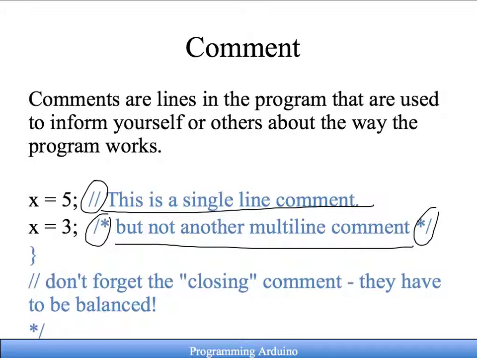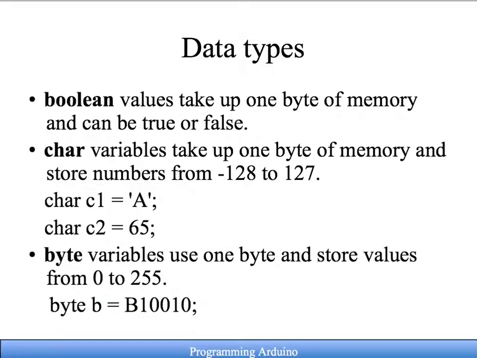And actually if you use /, it could be only one line. The data type, they have several data types. One is called the Boolean. Boolean takes only 1 byte of the memory. It could be true or false, like yes or no, something like that.